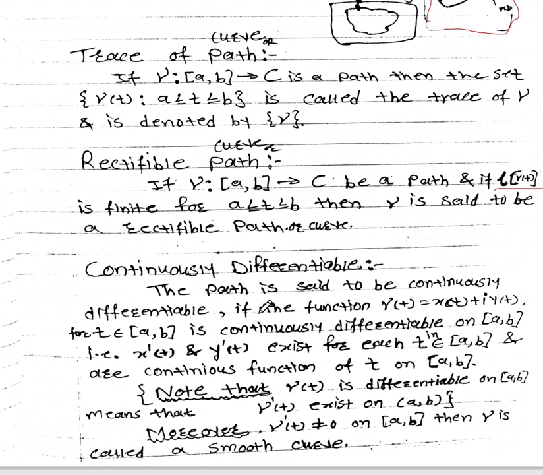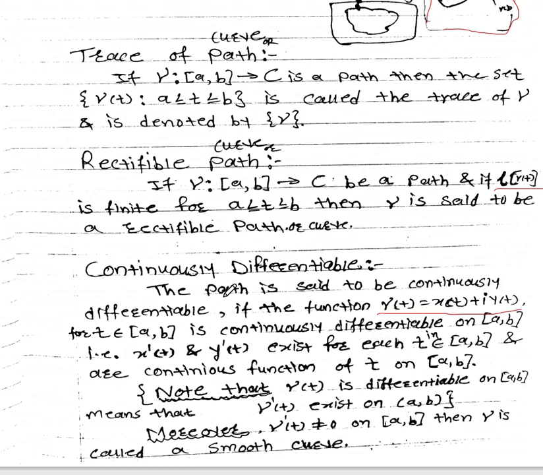Then we will see which function is called continuously differentiable. A path is said to be continuously differentiable if the function gamma of t equal to x of t plus i y of t, for t belonging to the closed interval [a, b], is continuously differentiable on the closed interval [a, b]. That is, x dash of t and y dash of t exist for each t in [a, b] and are continuous functions of t on the closed interval [a, b].